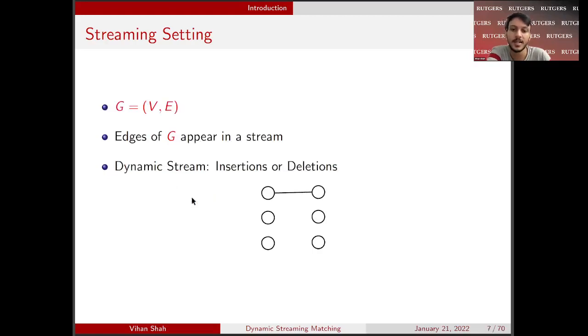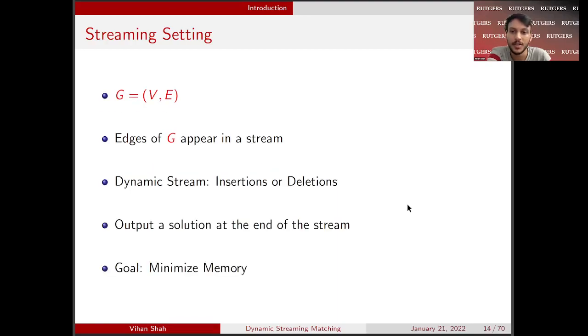So let's take an example and look at how this looks. This edge is inserted, then this one, and so on. And now you see this red edge means that this is an edge deletion. And this is finally what your graph looks like. So now, what is the goal of the setting? The goal is to minimize the amount of memory, and we want to output a solution at the end of the stream. Note that you don't have to maintain a solution throughout the stream.